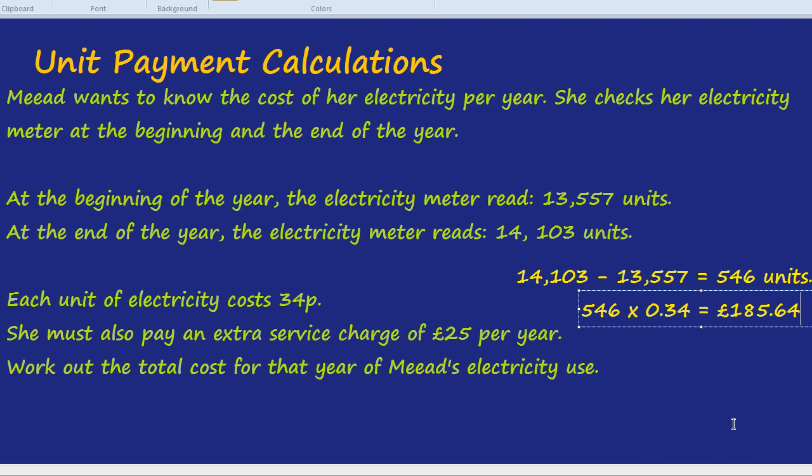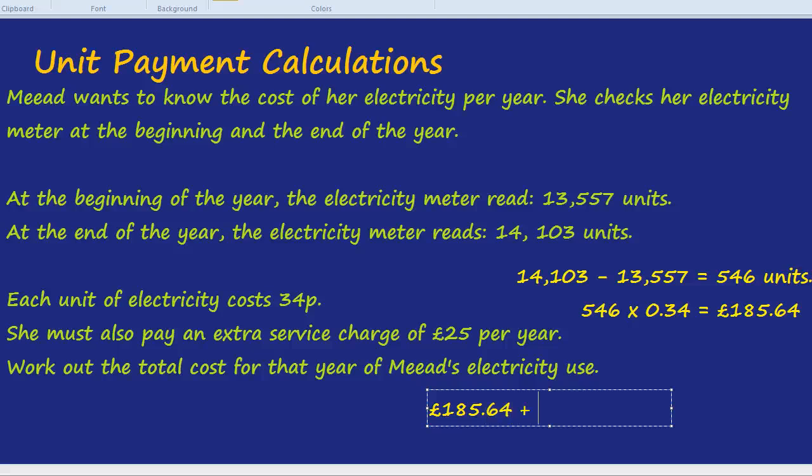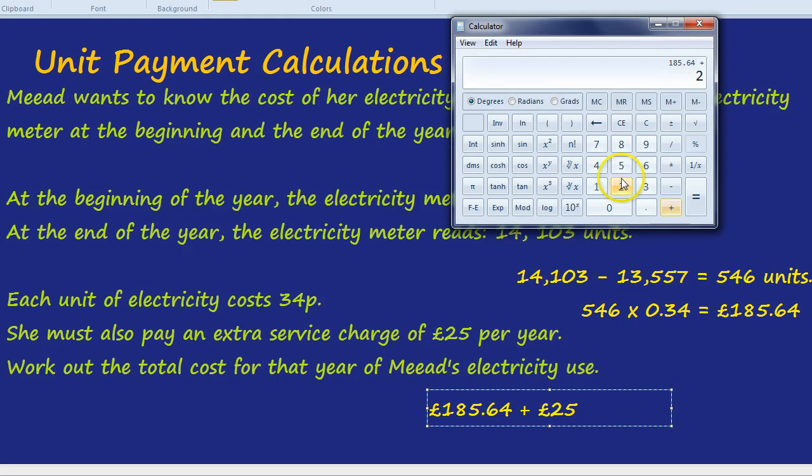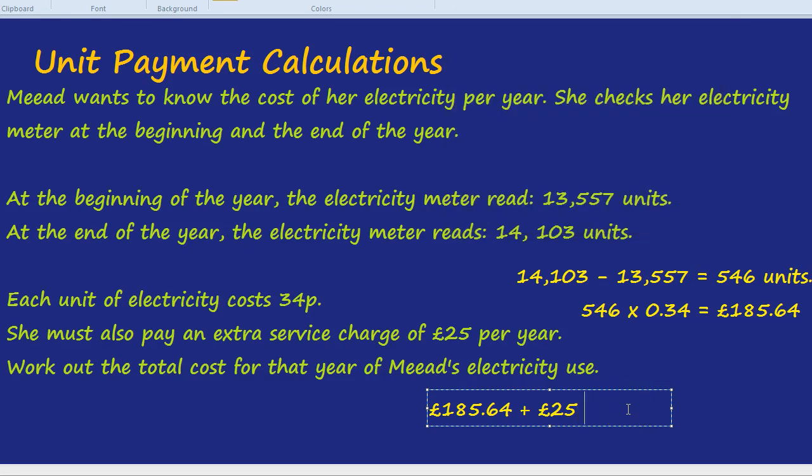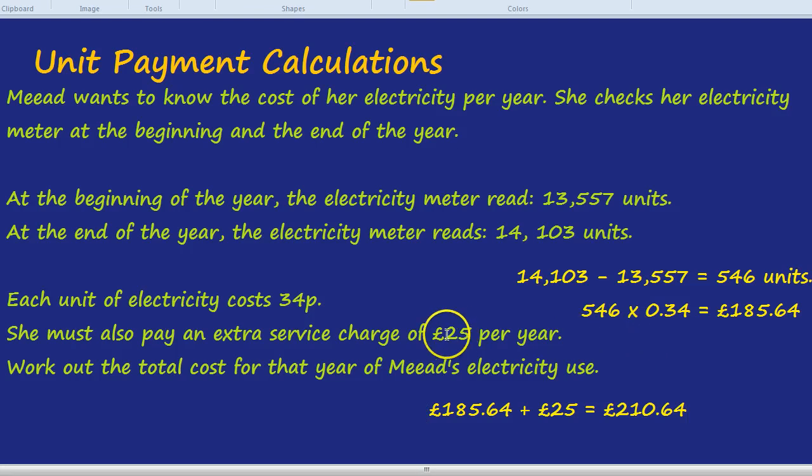But wait, we can't forget the question. She must also pay an extra service charge of £25. So we need to add that on. Often with bills and exam questions, they sneak in an extra little cost, and you need to keep your eye on it just so you can be aware of just how much you're paying. Let's add that together to 25, and now we have our true total cost, £210 and 64 pence. And that is an introduction to how to check bills and do unit payment calculations.